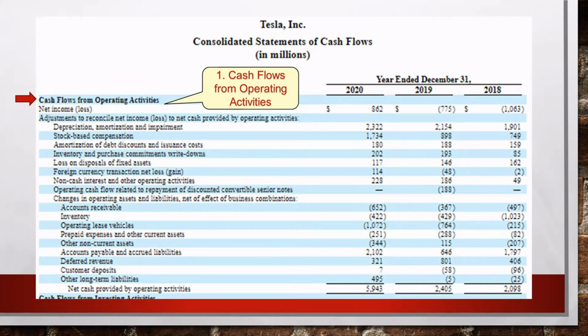Let's look at the real-world example, the cash flow statement of Tesla. Tesla is a publicly traded company and has its financial statements available on their website. The first section of the statement of cash flows is cash flows from operating activities. Note that Tesla uses the indirect cash flows method of reporting operating cash flows. We will take a closer look at the cash flow methods of reporting in a separate video.